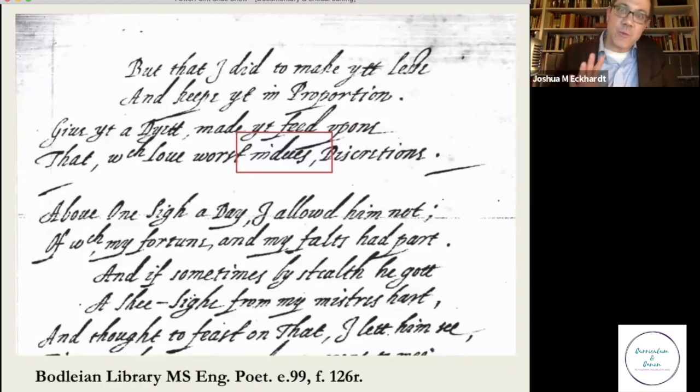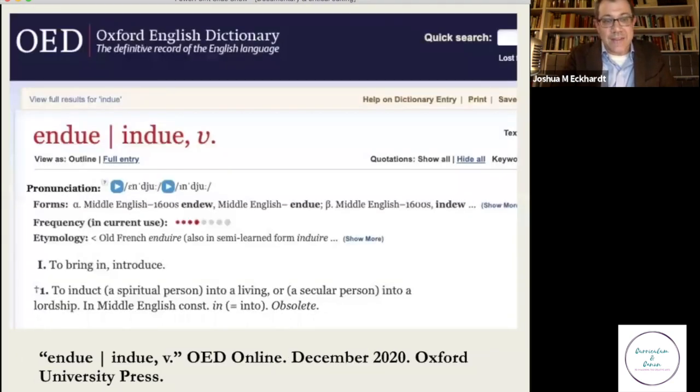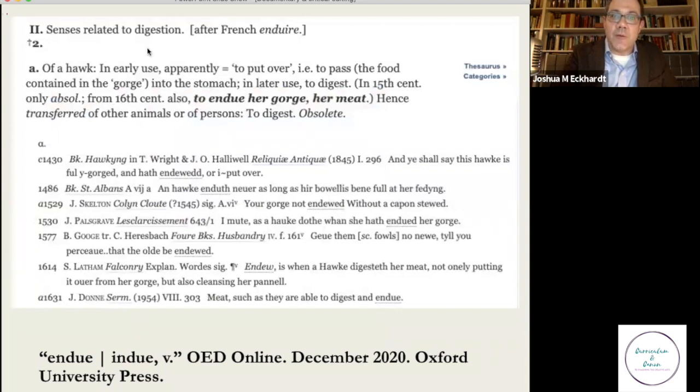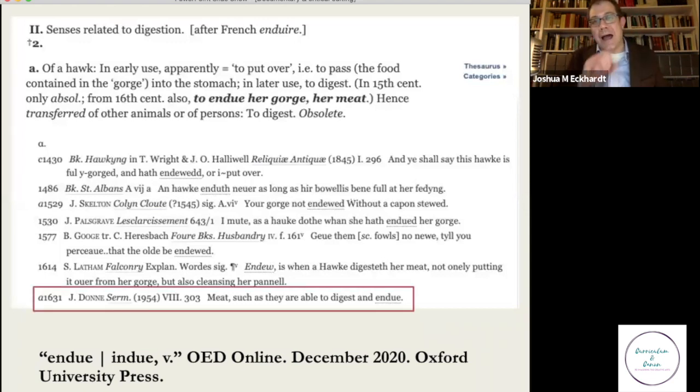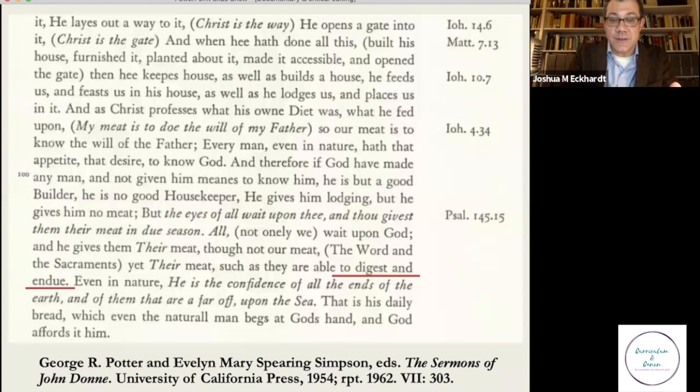And the students stopped me in one class and said, well, what does that word even mean? And I have to admit, I did not know that it had this second meaning related to digestion, particularly of a hawk into the stomach, to digest, to endue her gorge, her meat. But by the time we got down to this reference in the OED, we started to get convinced. The OED cites a sermon by none other than John Donne using the word endue to mean precisely to digest: their meat, such as they are able to digest and endue.